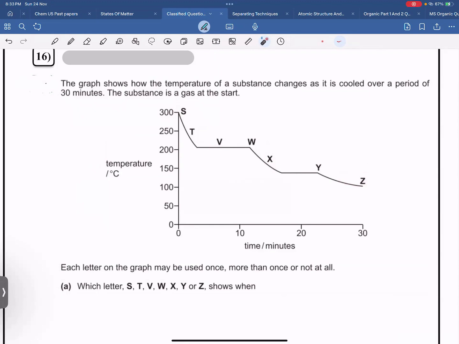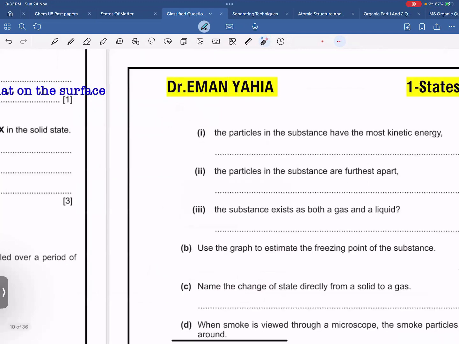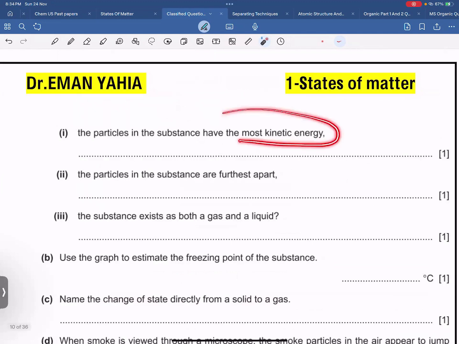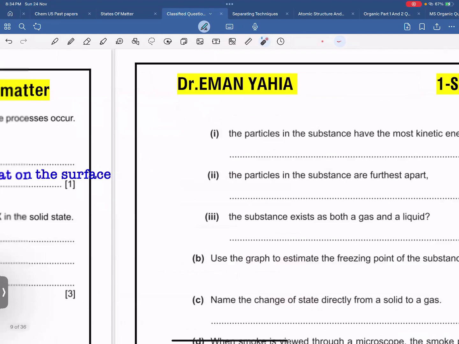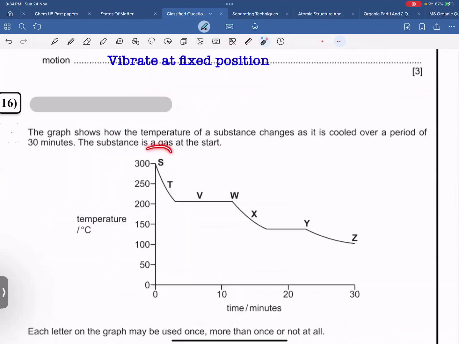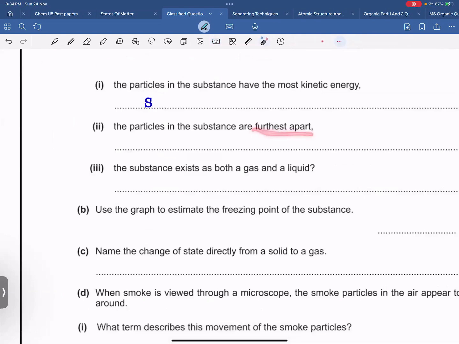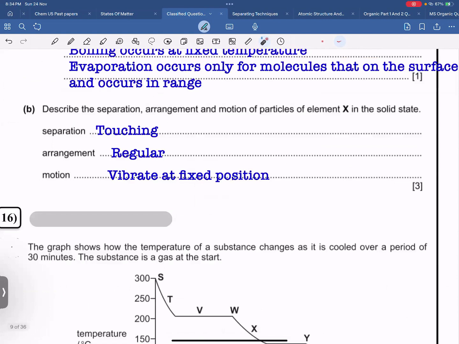Each letter on the graph may be used once, more than once, or not at all. So which letter S, T, V, W, X, Y, and Z shows when the particles in the substance have the most kinetic energy? Most kinetic energy means highest temperature. Highest temperature is S. So the answer will be S. The particles in the substance are farthest apart. Farthest apart means in gas, with the highest temperature. So it's going to be S.